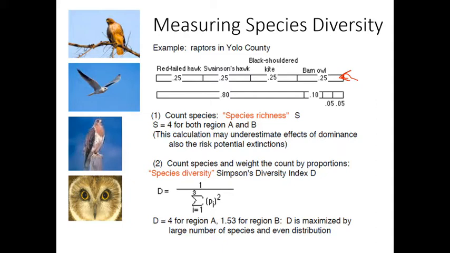However, if you look at the second example here, yes, the species richness is the same. This second area has the same 4 species present, but most of those individuals, 80% of the individuals, happen to be red-tailed hawks, as opposed to the other 3 species, which are not very well represented. And so looking at species diversity, as opposed to simply species richness, can give us a better idea about how robust that community is to extinction events.